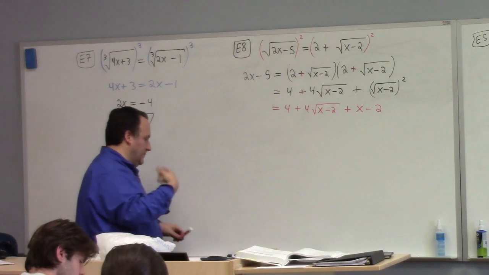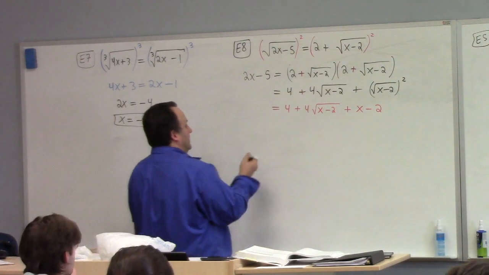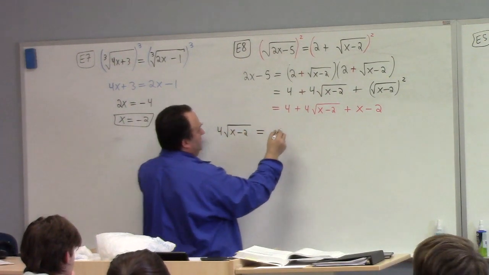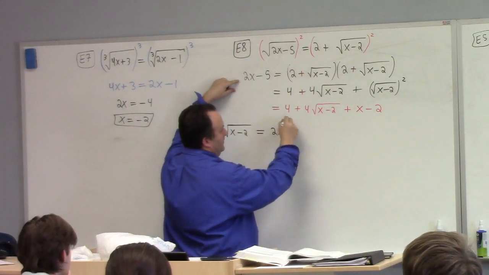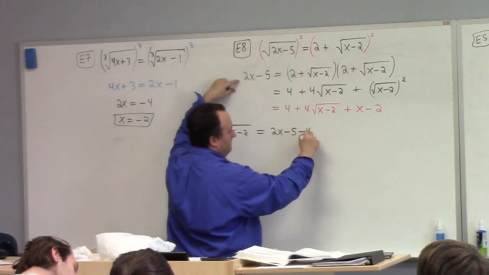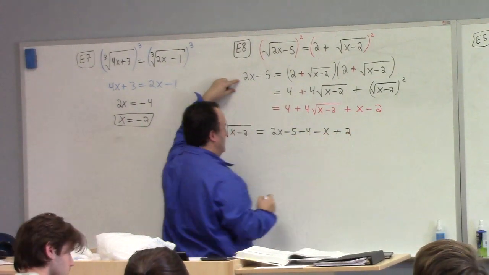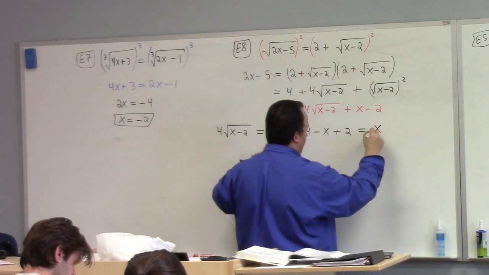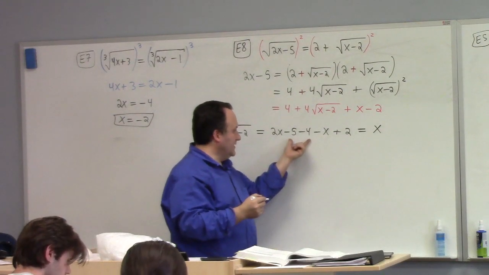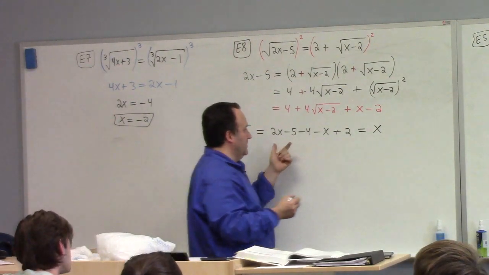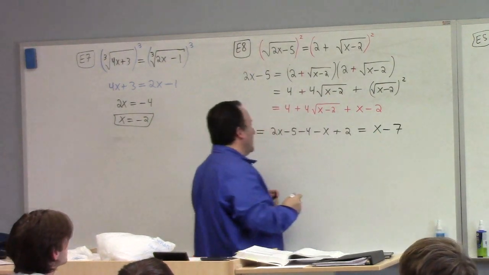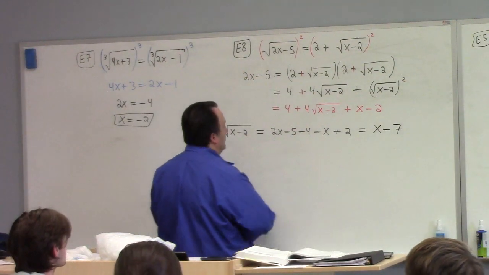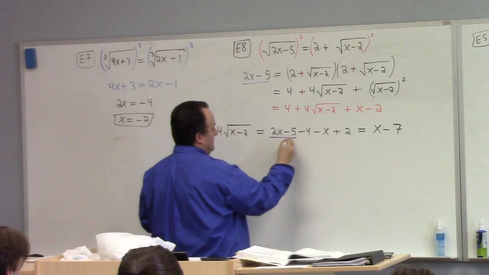All right, so now what do we want to do? We want to isolate the radical again. So I would have 4 times the square root of x minus 2 is equal to 2x minus 5 minus this 4 minus that x plus that 2. I think we can clean that up. That's just x, I've got minus 9 plus 2, minus 7. Aren't you adding 5 before? It's on the other side. Oh, okay.